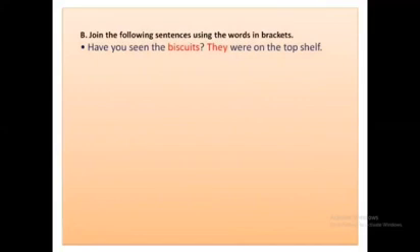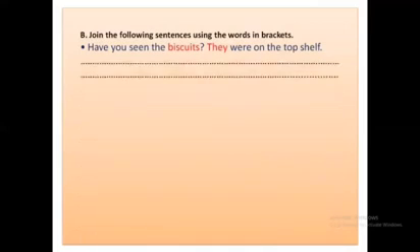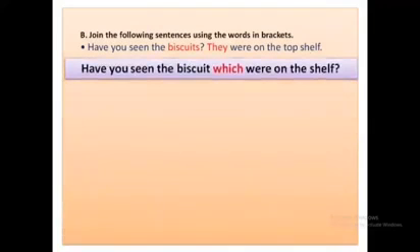Now let's move to another exercise. Now we are going to join pairs of sentences. Have you seen the biscuits? They were on the shelf. So biscuits, they. They is a pronoun. It refers to the biscuits. We would love to avoid the repetition of the pronoun in the second sentence, and we want to make a long sentence. So what do you think? Very good. Have you seen the biscuits which were on the shelf? A relative pronoun should be placed immediately after the noun it refers to. So which, because it refers to things, biscuits.